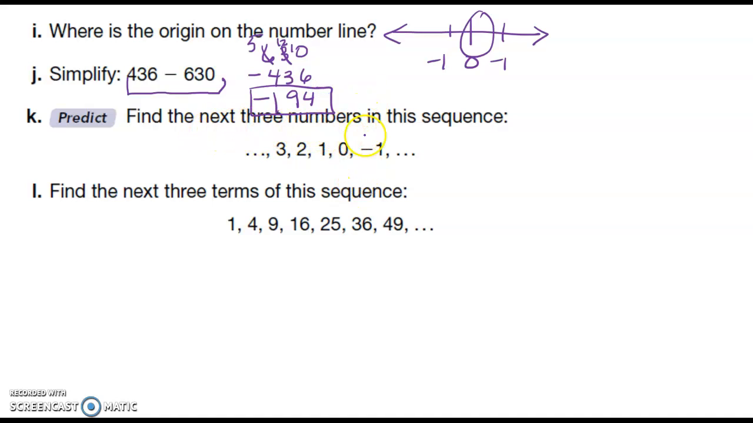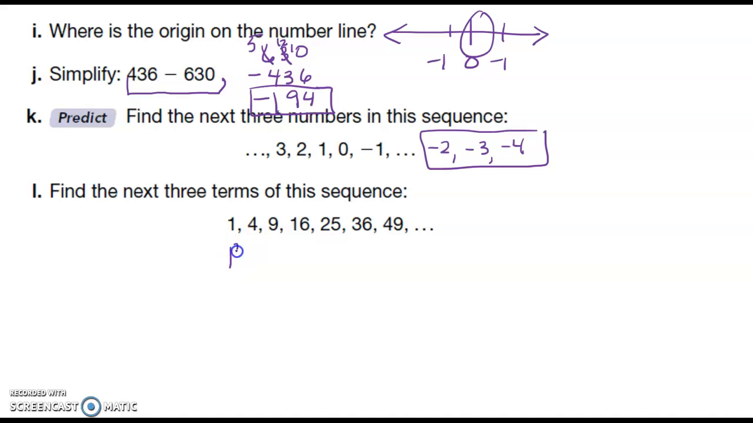K says find the next three numbers in this sequence. So we have 3, 2, 1, 0, -1, -2, -3, and -4. Okay? And then L says find the next three terms of this sequence. This is one of the most favorite things that they like to do in Saxon, and you're going to see this over and over and over again. So if this is something you want to put in the back of your spiral, that would be smart.